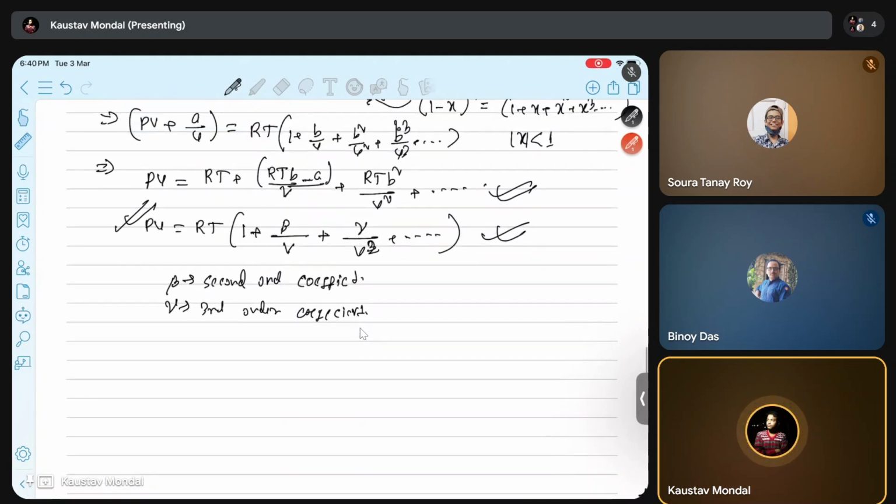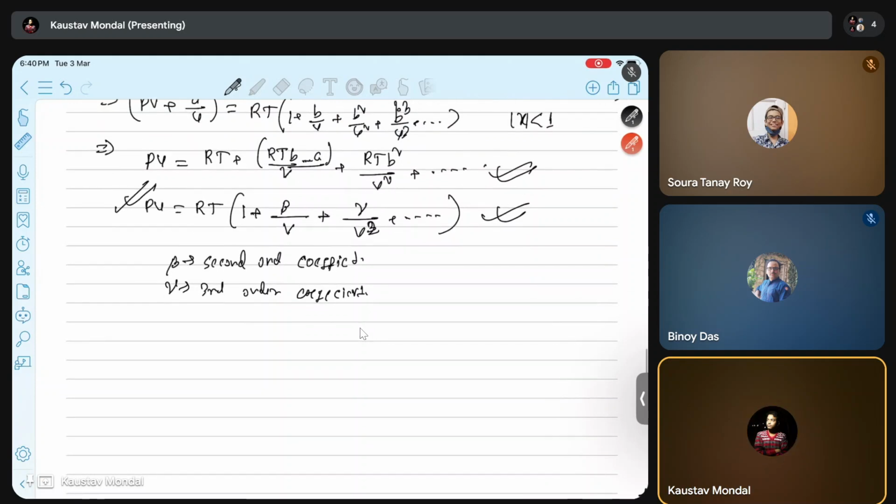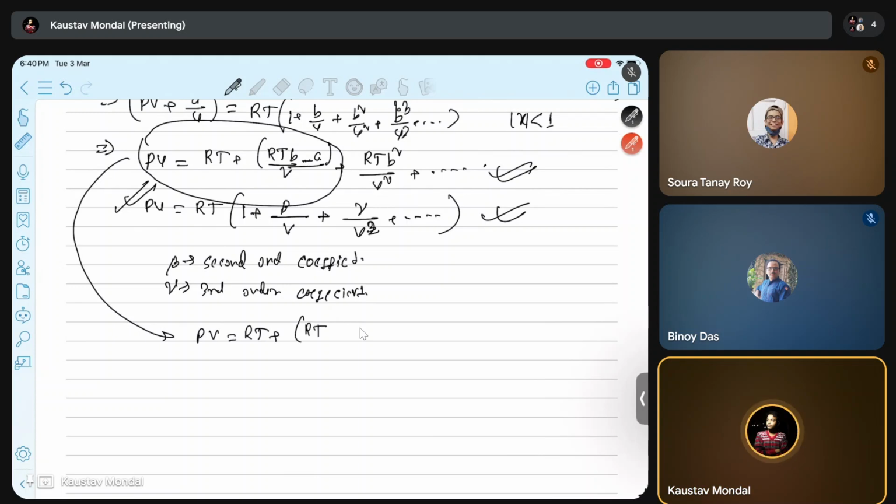What you can do here is, suppose you only consider the terms up to the first order coefficient. So only up to this you consider PV equal to RT plus RT (B minus A by RT) by V. Let's consider the volume is very high, the container volume is very high compared to the co-volume of the gas molecules. So you can neglect the higher order terms and consider up to the first order term.